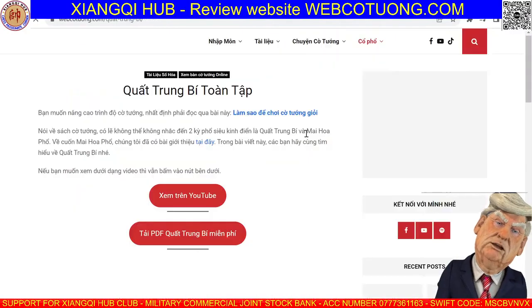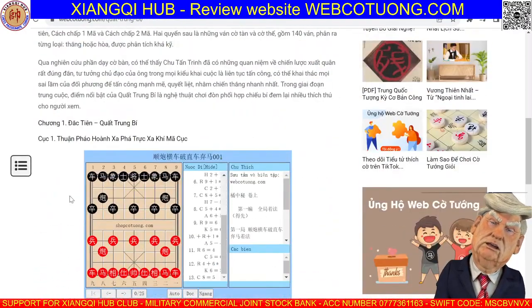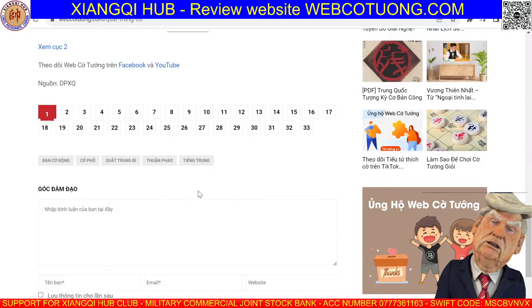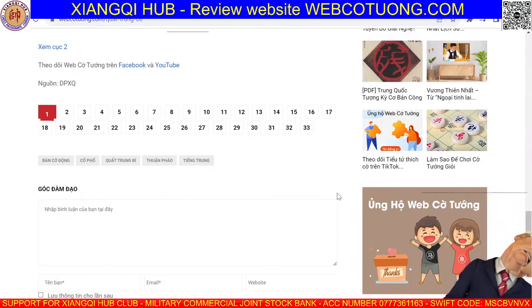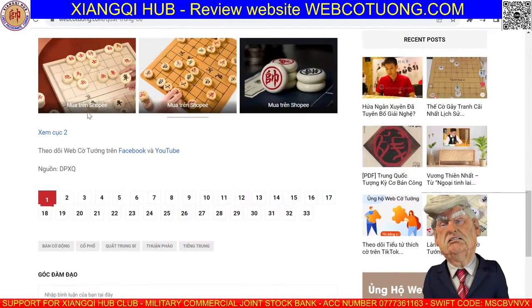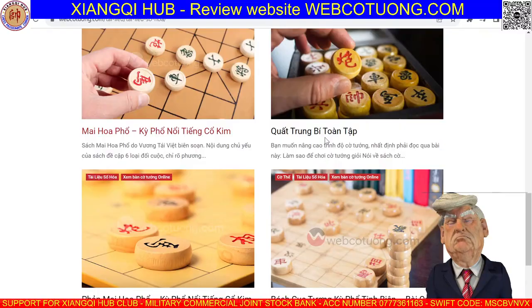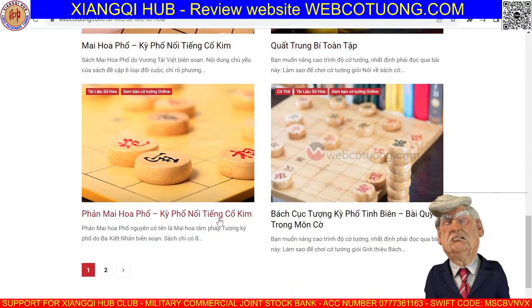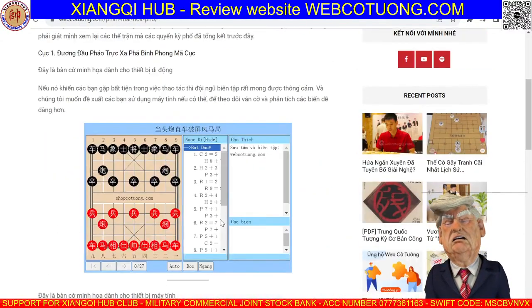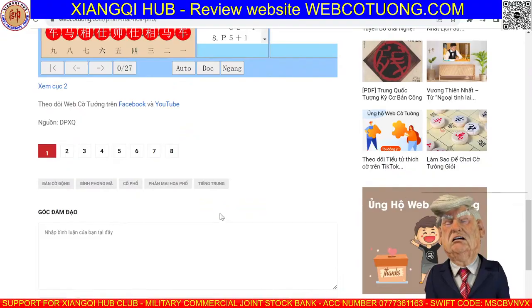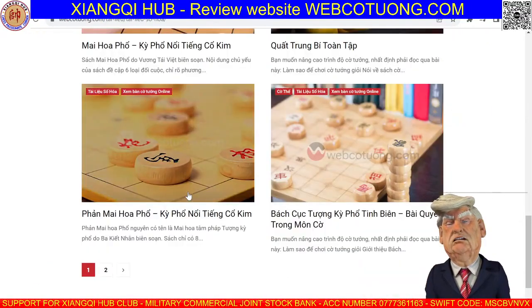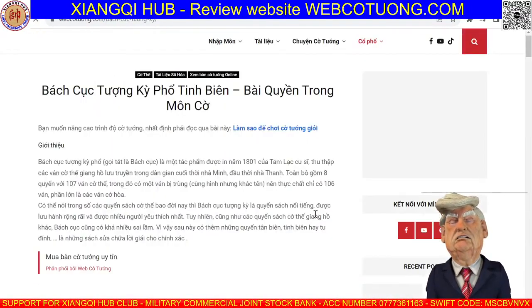This is a good book, and this is a good book too. And how many? 33, 33 games for this book. So 26 games for this book and 33 games for this book. And this one, yeah, has some games for this book.